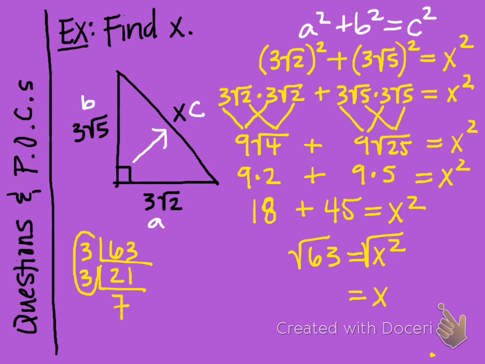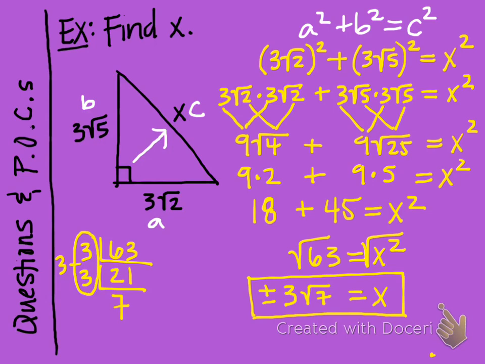I've got a pair of 3's, which counts as one 3. That 3 goes on the outside. The 7 that's left over goes on the inside. And I need to make sure to put a plus or minus in front. So these are my two solutions: positive 3 times the square root of 7 and negative 3 times the square root of 7.